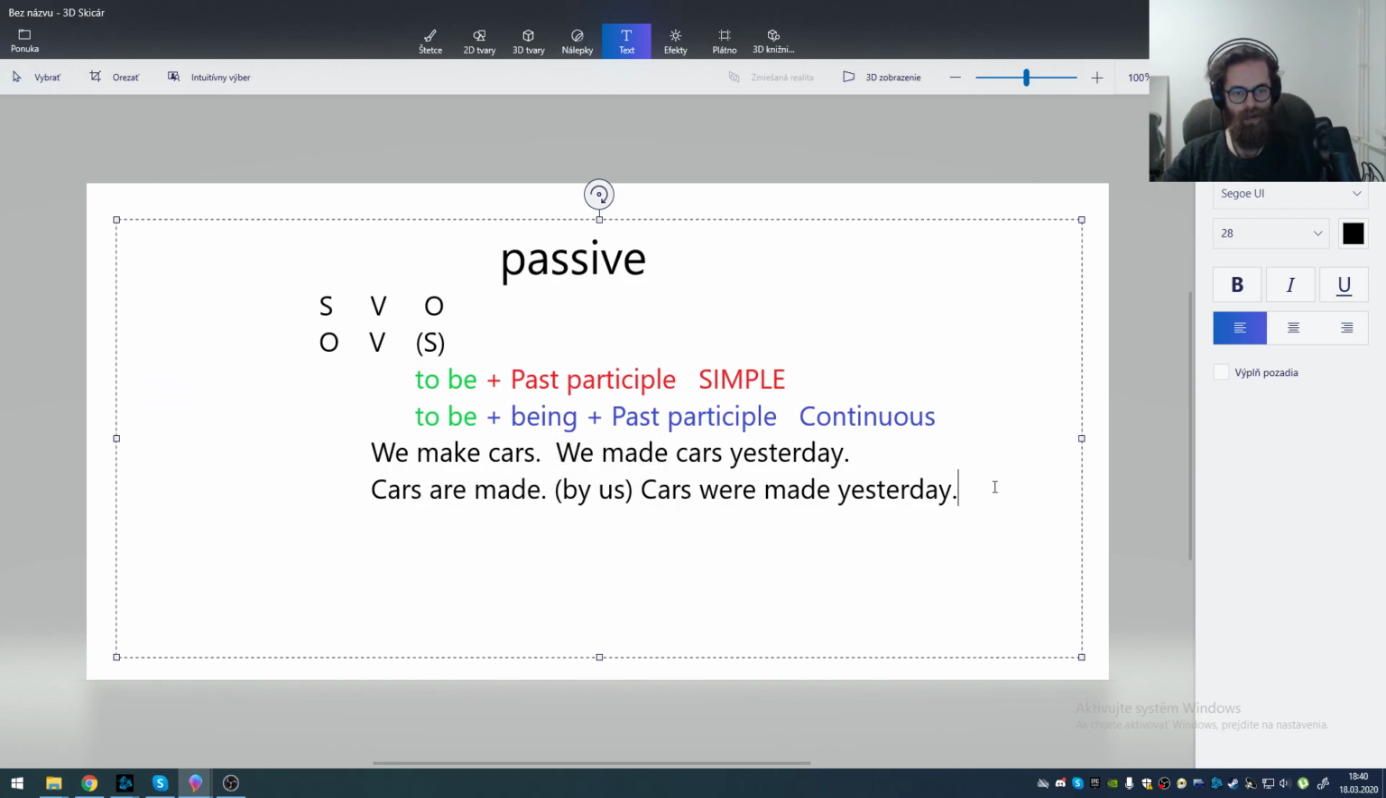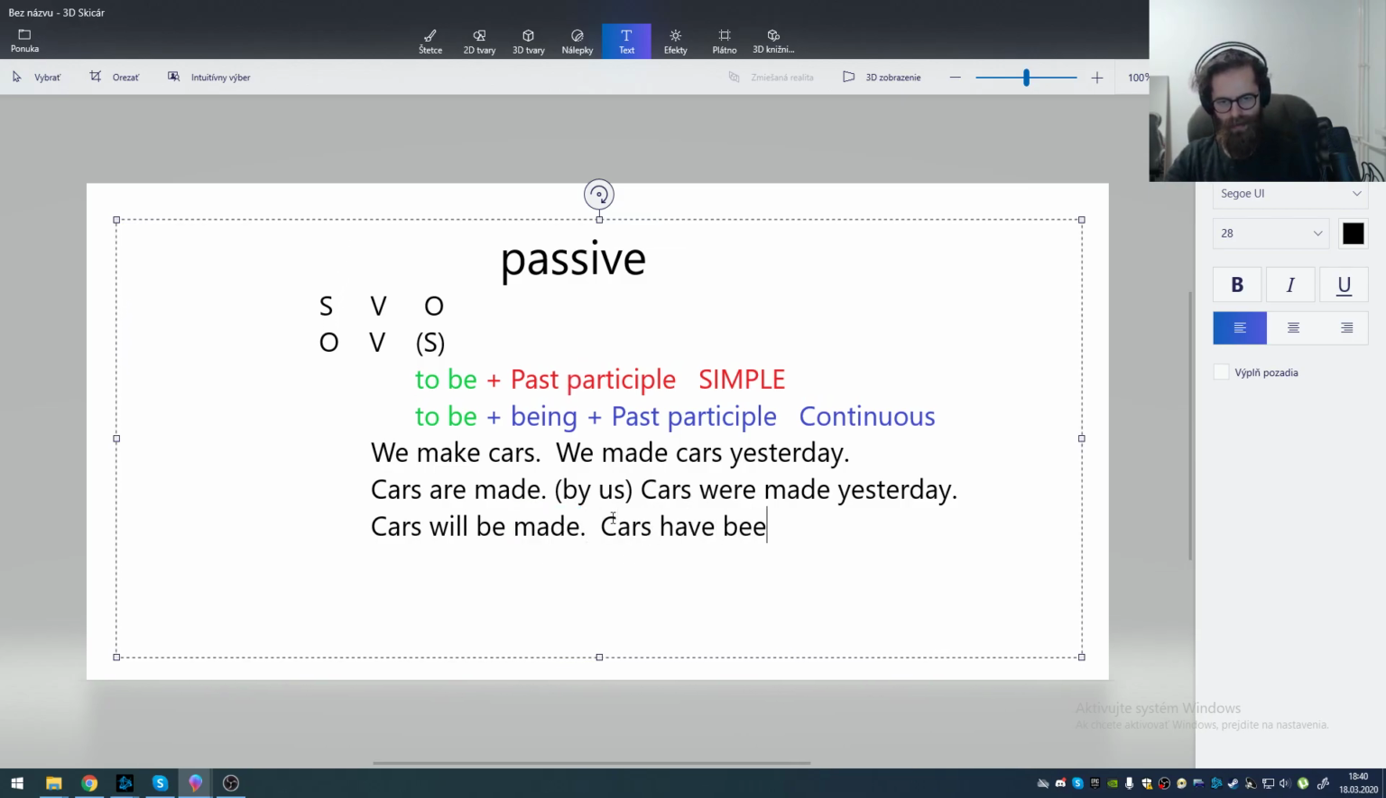You want to go with future? Don't mind if I do. Cars will be made. Okay? Will be, this is the future of to be, and made is past participle. And it doesn't matter what tense there will be. Cars have been made, and so on and so on. All right, it's still the same thing.